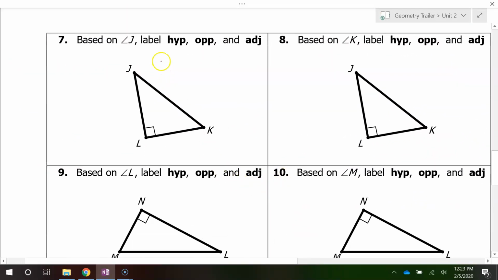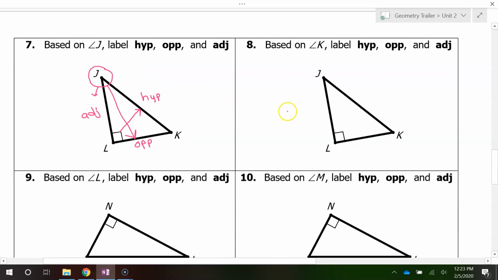Okay, problem number 7. Based on angle J, label the hypotenuse, opposite, and adjacent. Okay, so focus on angle J. Across from angle J is always going to be the opposite leg. Across from the 90 degree angle is always going to be the hypotenuse. And that means the other leg must be the adjacent leg. All right, the adjacent leg is always the one that's nearby.